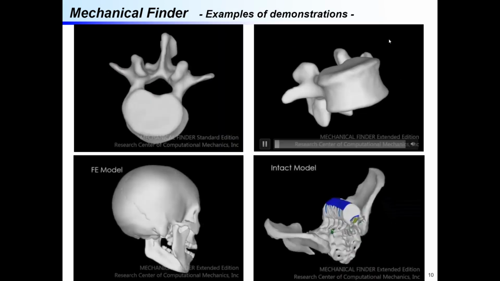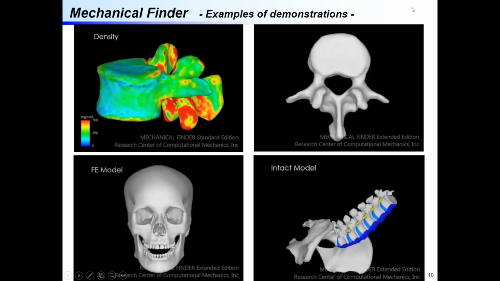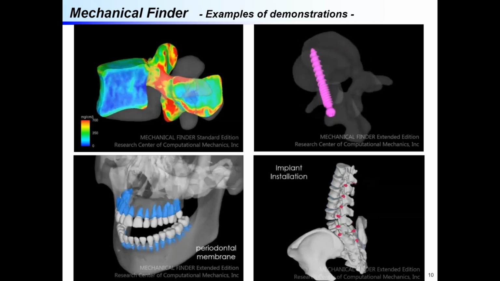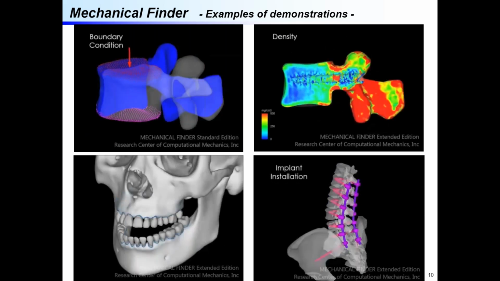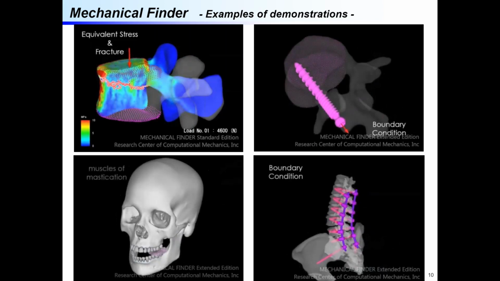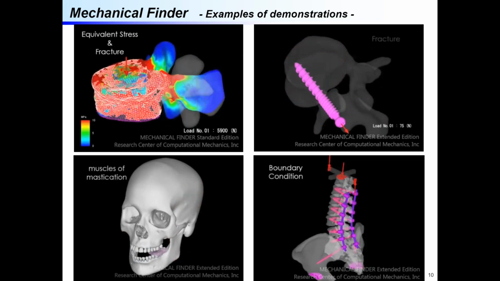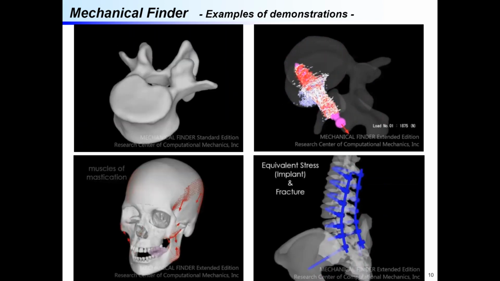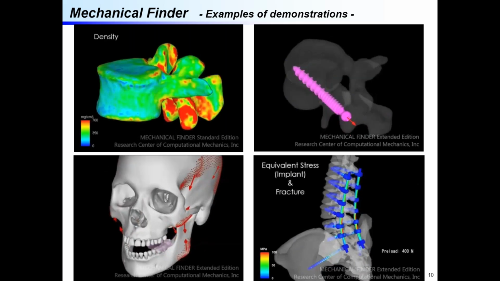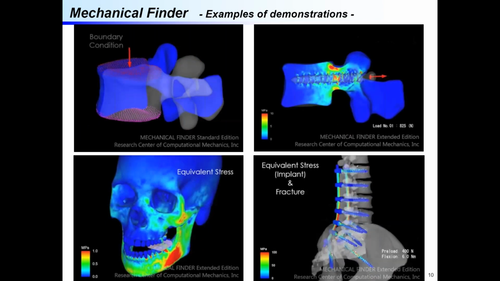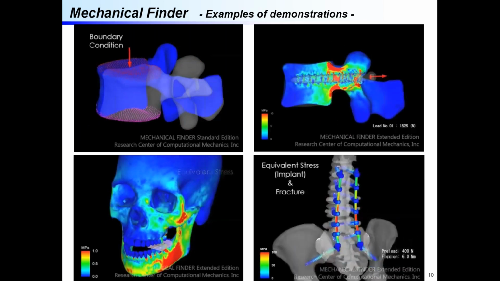Here are some examples of demonstrations by the Mechanical Finder. For example, you can reflect the heterogeneous Young's modulus distribution of bone to a single vertebra model, apply loading condition increasingly, and analyze the fracture in this way. And this is an example of analysis of screw pulling out during biting, and with spinal instrumentation.